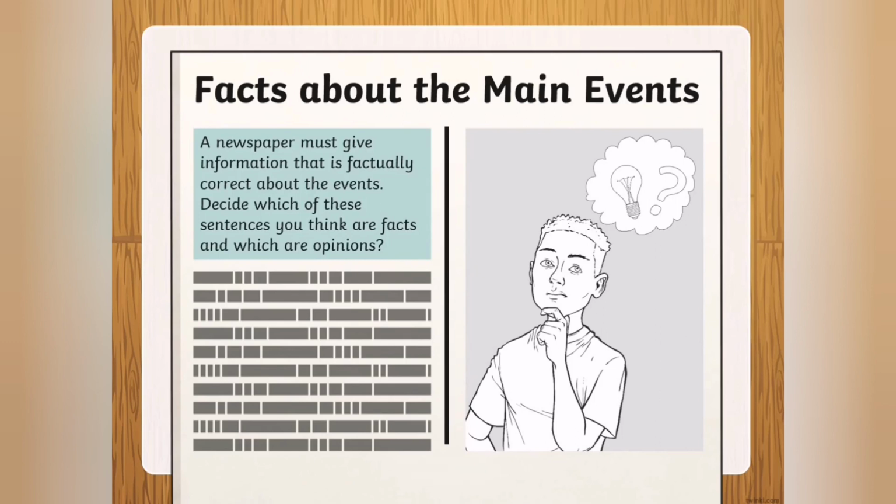Facts about the main events. When you're talking about an event in your newspaper report, you should present facts. You should present information that is true. Decide which of these sentences you think are facts and which of them are opinions.